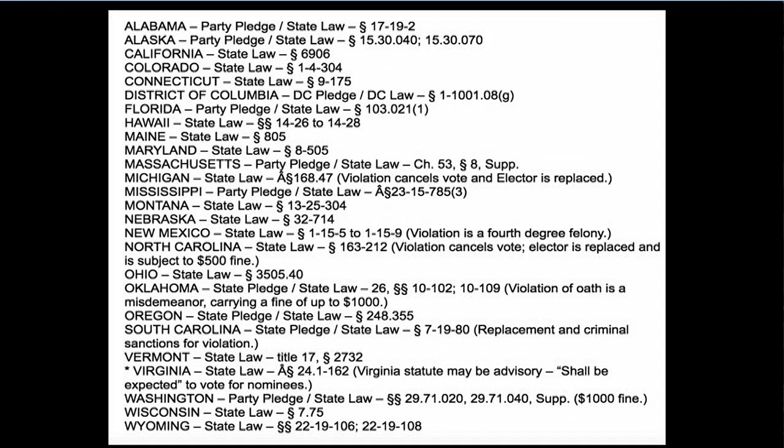Here's a list of all the states that require the electors in some way or another to follow the will of the voters. I'm going to leave this up for just a couple of seconds for you to find your state on the list. And you can see that some of them actually require them to follow the will of the voter, or they'll be replaced and subject to a fine. In New Mexico, violation is a 4th-degree felony. So some of the states are a little more emphatic than others, but some of the states are just pretty straight up, you got to do it. In Oklahoma, it carries a fine of $1,000 if you vote in a way that you weren't supposed to vote based on the popular vote.